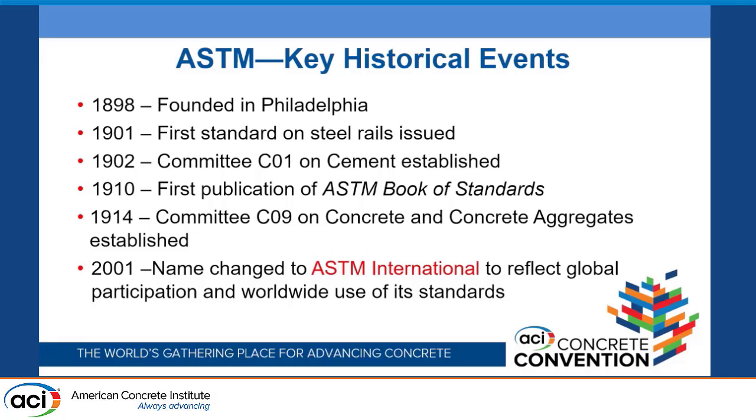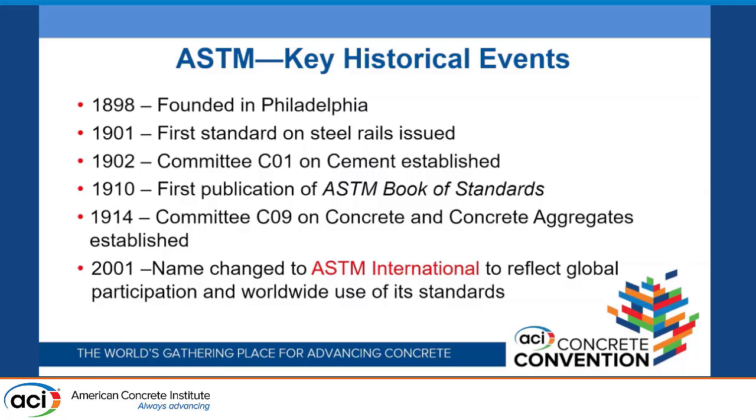It was founded in 1898. In 1901, the first standard on steel rails was issued. So from the beginning, it took a while to develop a standard. Standards, by their very nature, in a consensus standard development process, take time. Committee C1 on cement was established in 1902, so it's one of the earlier of the ASTM committees. And there's a group of committees that all have Cs. They're related to construction. So C1 was the first of the construction-related committees.